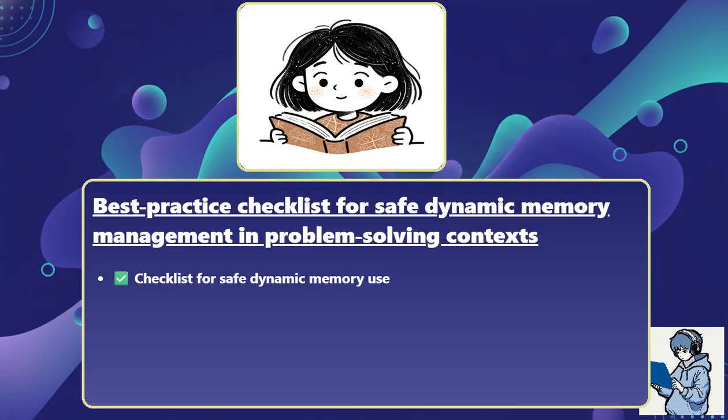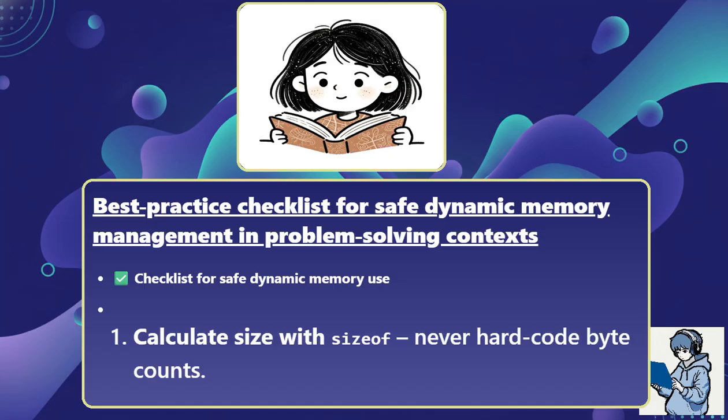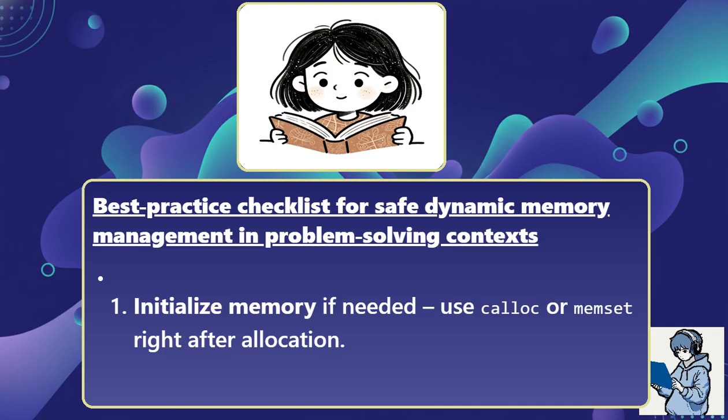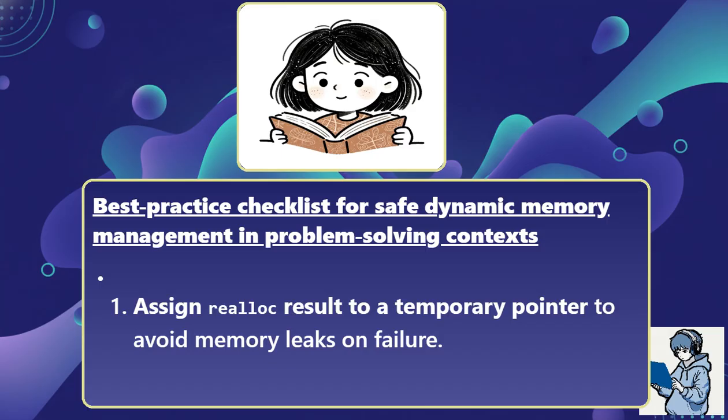Checklist for safe dynamic memory use. Calculate size with sizeof, never hard-code byte counts. Check the return value of malloc, calloc, and realloc against null before dereferencing. Initialize memory if needed; use calloc or memset right after allocation. Assign the realloc result to a temporary pointer to avoid memory leaks on failure.